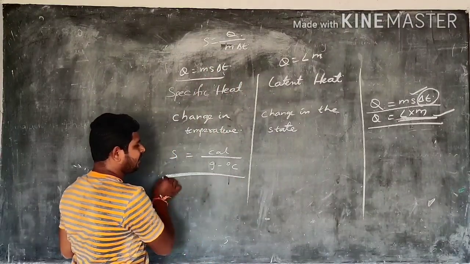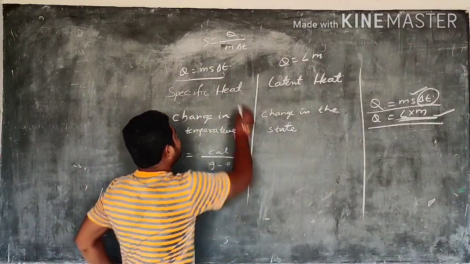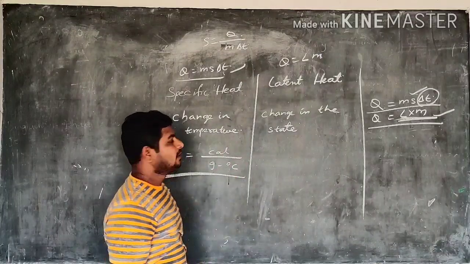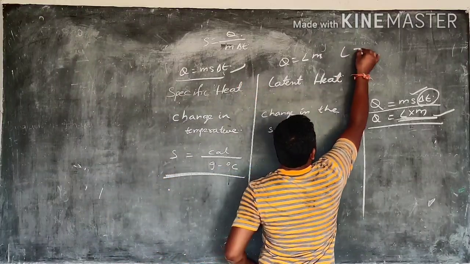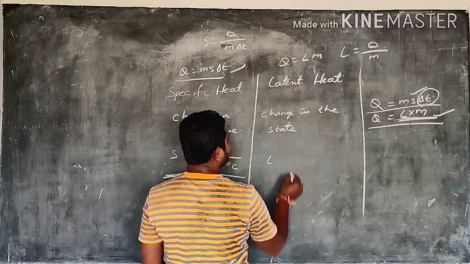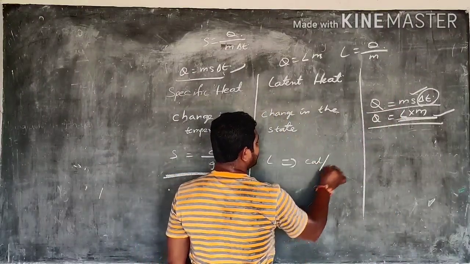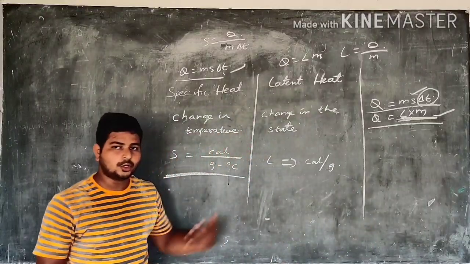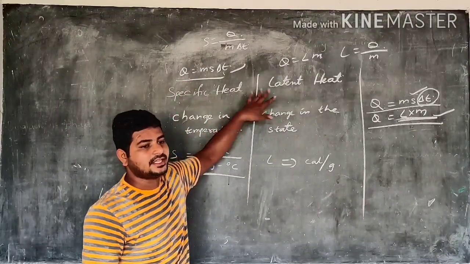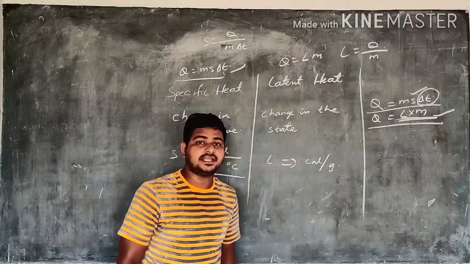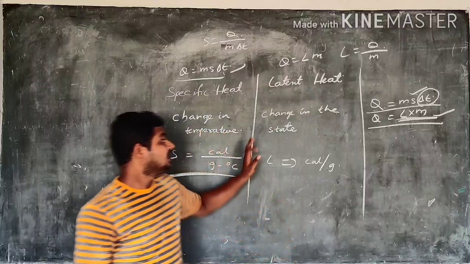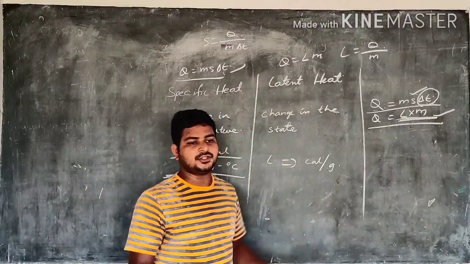You need not memorize the units. It is very easy to remember once you get the formula. So calorie per gram degree Celsius or joule per kg Kelvin. Now latent heat is the quantity of heat required to change the state of unit mass, so the units of latent heat will be calorie per gram. As you go to higher classes, you look into heat capacity. This is specific heat capacity. You look into another quantity called heat capacity, but I don't want to discuss that in this class because it confuses you more.